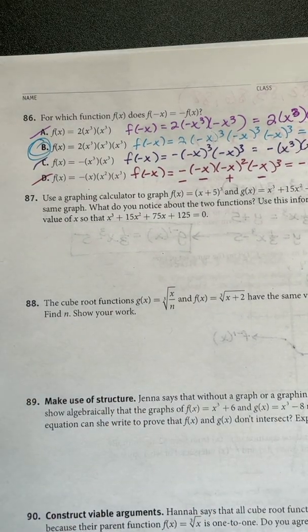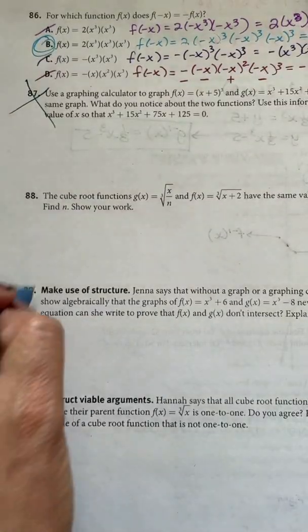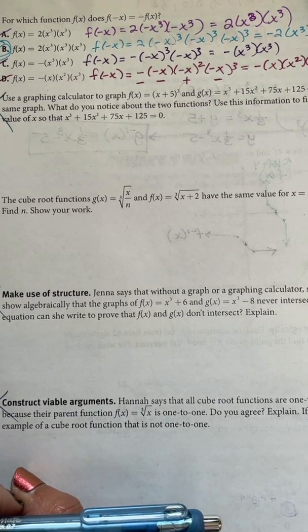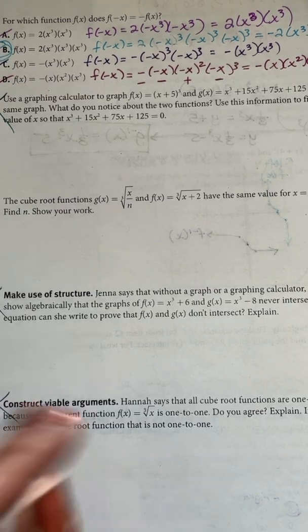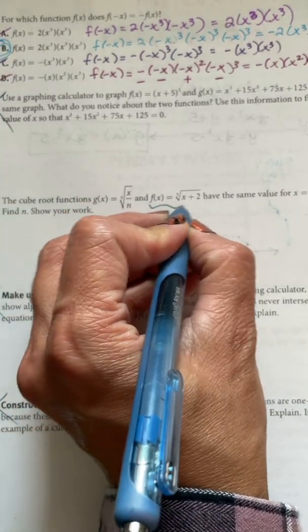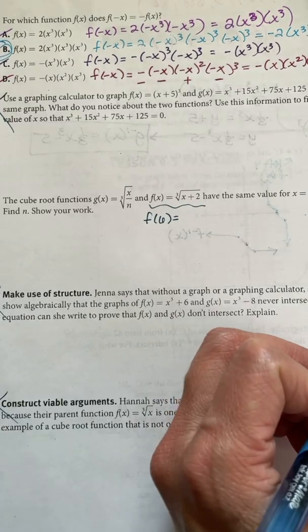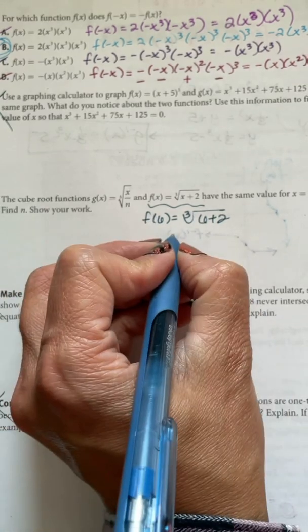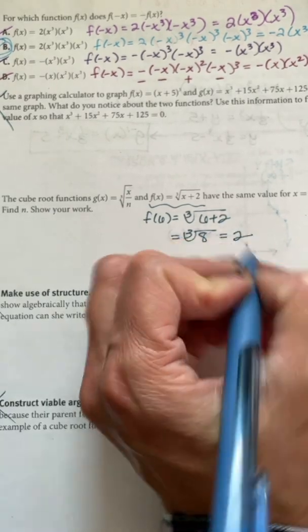All right, last one, number 88. Because we were skipping 87, no 89, no 90. It says the cube root functions g of x equals the cube root of x over n and f of x equals the cube root of x plus 2 have the same value for x equals 6. Find n. Okay, so since this one only has the x variable, I'm going to start there and find f of 6. That means we're going to plug in a 6 for the x value. 6 plus 2 is 8, so that's the cube root of 8. 8 is a perfect cube, and the cube root of 8 is a 2.